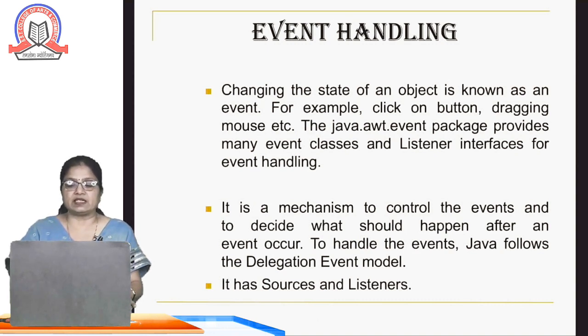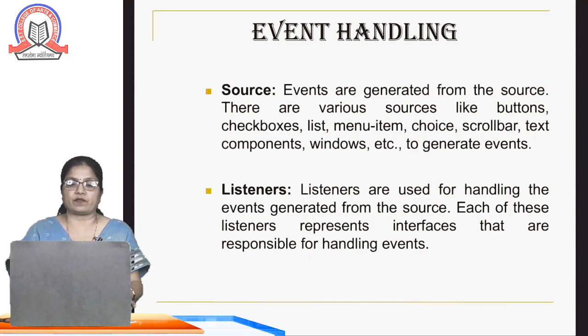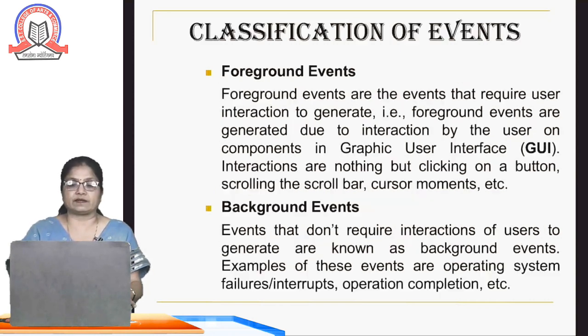To handle the events, Java follows a delegation model. It has sources and listeners. Events are generated from the source. There are various sources like buttons, check boxes, list, menu item, choice, scroll bars, text components, windows, etc. to generate the events. Listeners are used for handling the events generated from the source. Each of these listeners represents interfaces that are responsible for handling events.